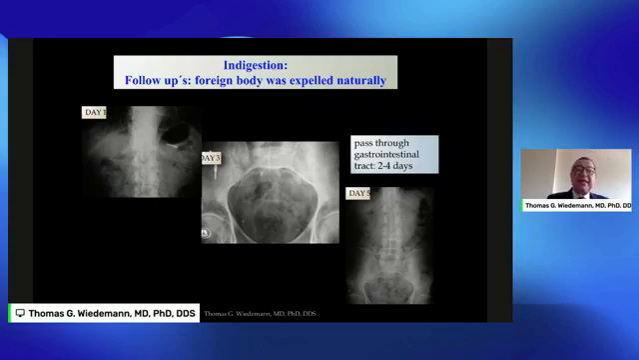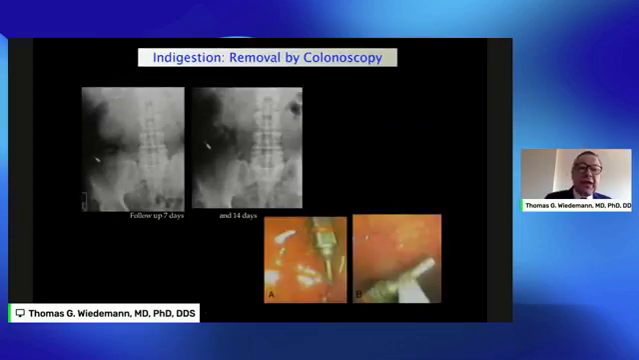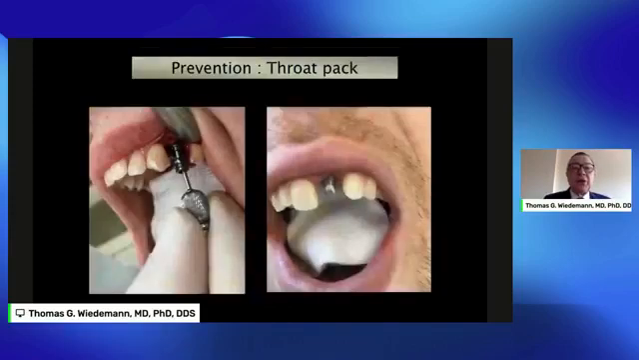Another option would be that the foreign body or the tooth is not aspirated, it's swallowed. If we are lucky, this instrument or the tooth passes through the gastrointestinal tract within 2 to 4 days. But we should always take an x-ray to make sure that the tooth or the instrument is leaving the body. Because what can happen, like in this scenario, this screwdriver stayed there for 7 days, stayed there for 14 days, and ultimately had to be removed by colonoscopy.